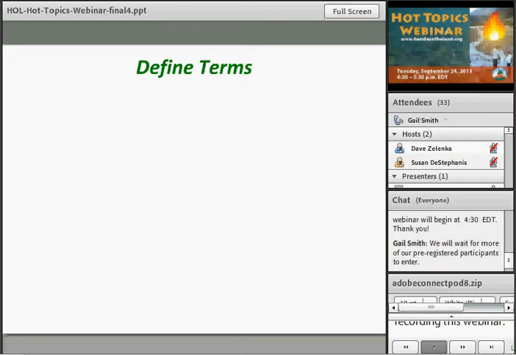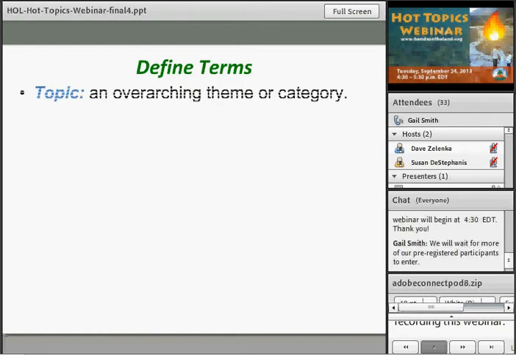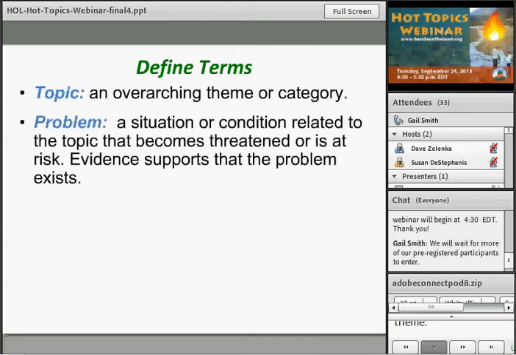So here's our first term, and I've been using it over and over again. It's a topic. So this one's sort of easy. A topic is an overarching theme or category, the overriding or umbrella theme. And as I mentioned, Hands on the Land has been revising their hot topics on the website.